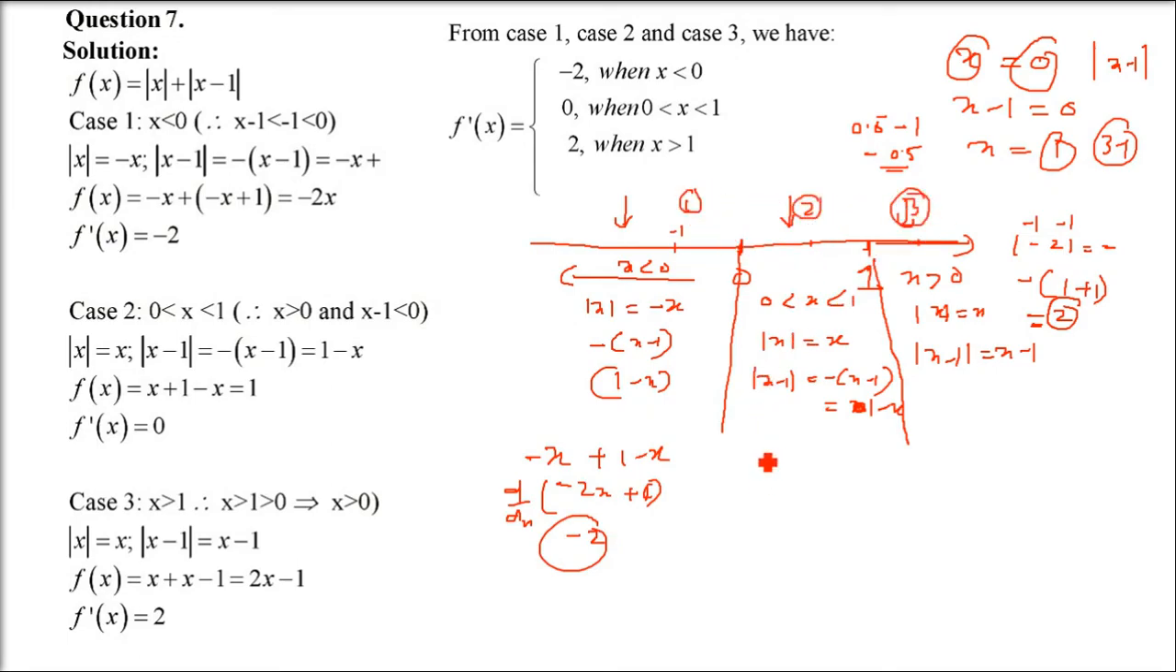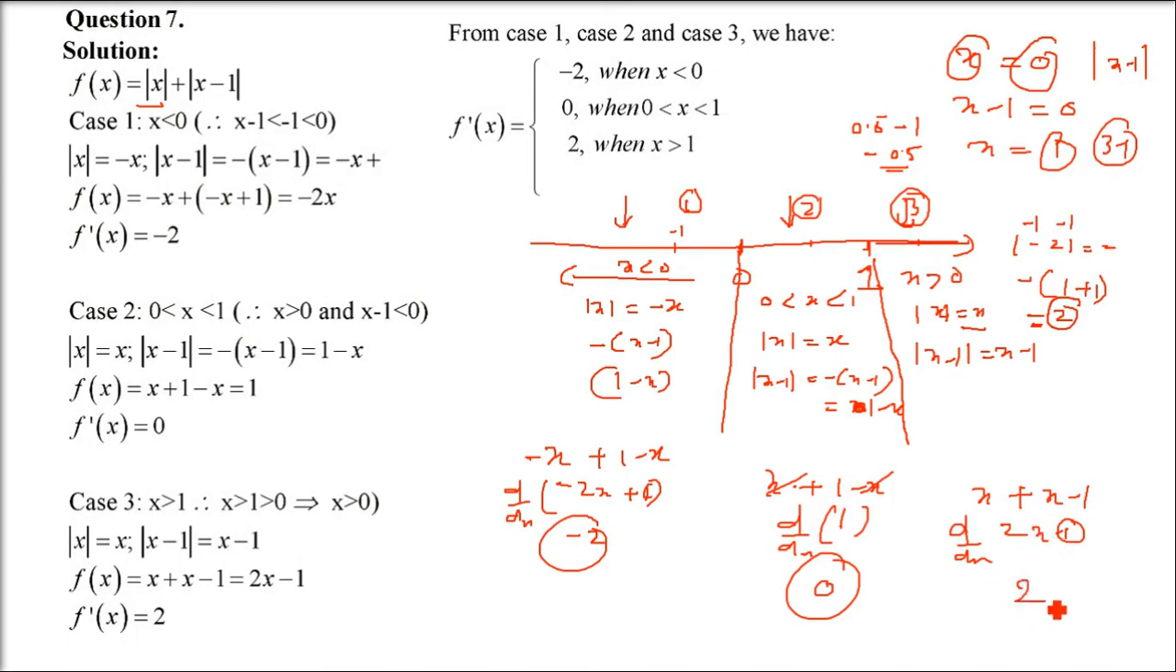Here, case 2. Mod x is x and mod x minus 1 is negative of x minus 1, so you have mod x plus 1 minus x. So x gets cancelled, and d by dx of 1 is 0. Okay. So 0. Now coming to the third condition. Here both are positive. Mod x is x and mod x minus 1 is x minus 1. So just put it together, it will be 2x minus 1. When we differentiate, 2 will come out, d by dx of x is 1 and minus 1 is 0. So you get 2. So minus 2, 0, 2.